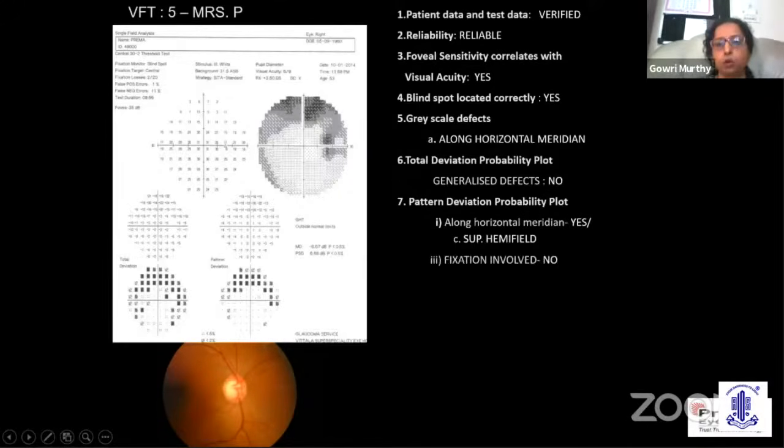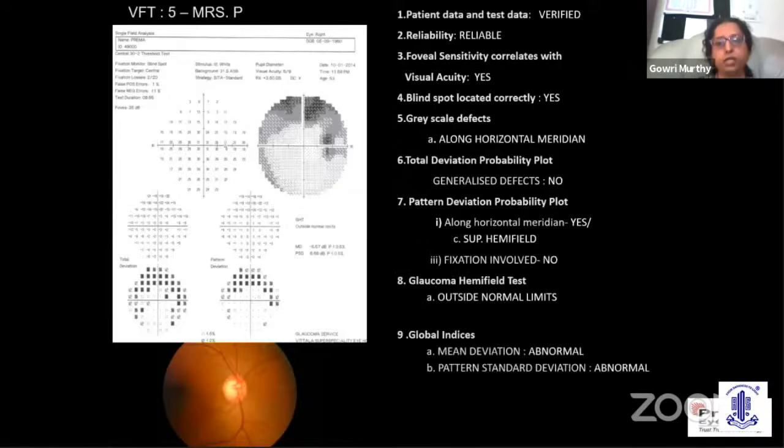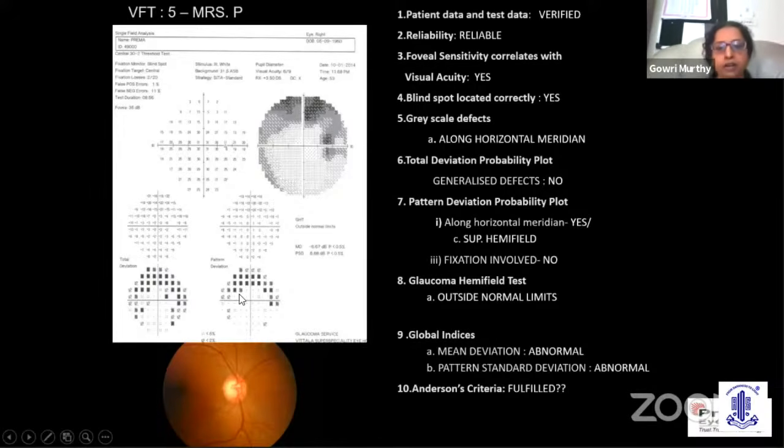Is the fixation involved? No. GHT is outside normal limits, MD is abnormal, PSD is also abnormal. Anderson's criteria is technically fulfilled, but look at the clinical criterion, which is correlation with the visual field, with the disc picture. So does this disc correlate with this field? The inferior rim is healthy. The ISNT rule is followed. So no, it doesn't correlate with the visual field.